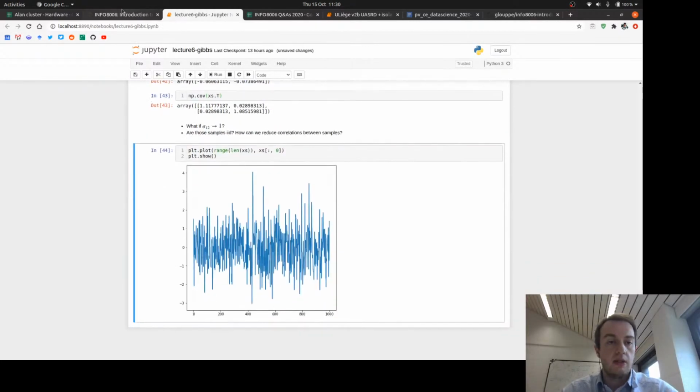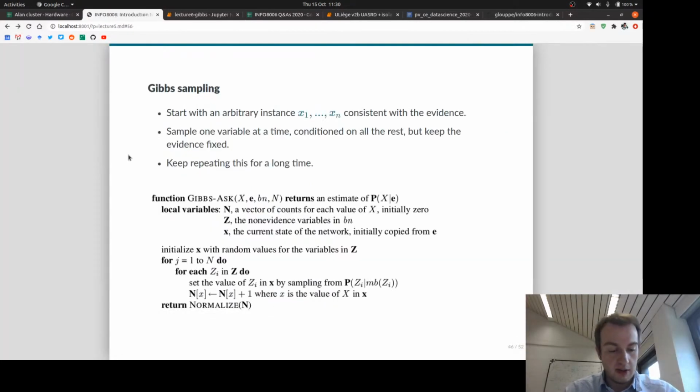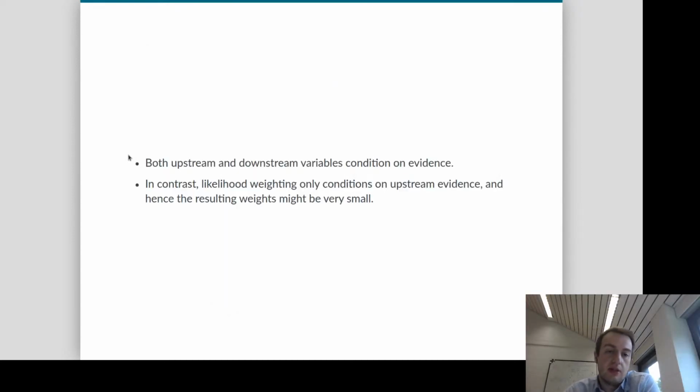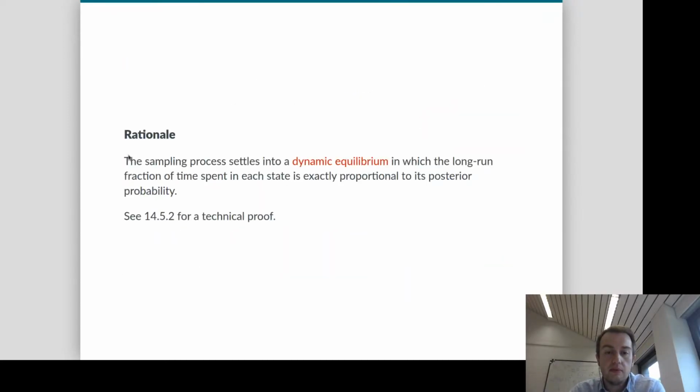So this algorithm is nice. You can use the evidence to sample both upstream and downstream variables, which is better than likelihood weighting. But it comes, to be honest, also with some other problems, like the one I've just shown you.